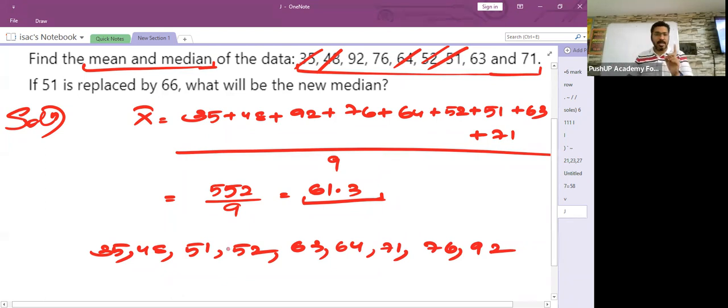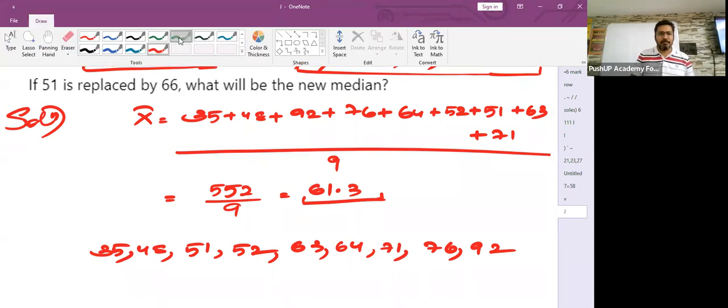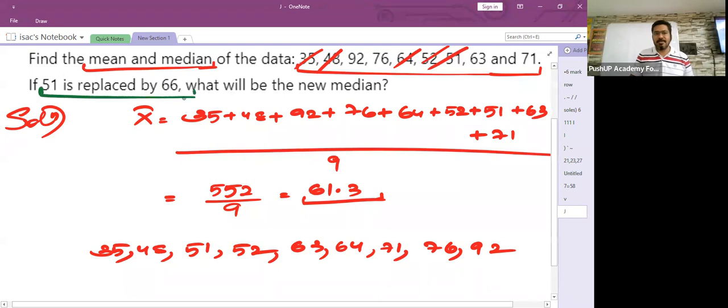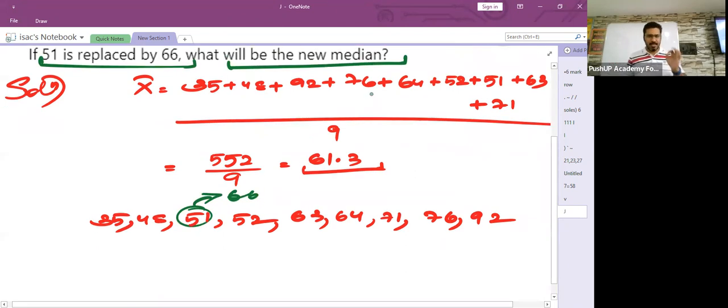Now they are not asking us to find the median value out of this. Remember, children, they have given us some condition to be followed. What is it? If 51 is replaced by 66, this 51, okay? This 51 is replaced by 66. What will be the new median? So 51 is replaced.